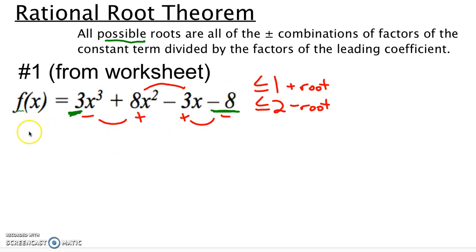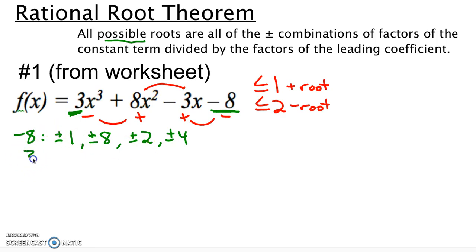Here's what this means. We take the -8, we list out all of the factors. So positive and negative, 1 times 8, so positive and -1, positive and -8. 2 times 4 is also 8, so positive and -2, positive and -4. Those are all the factors of 8.